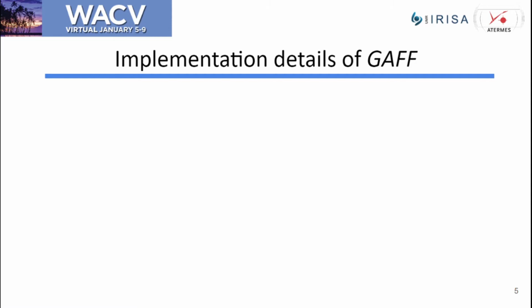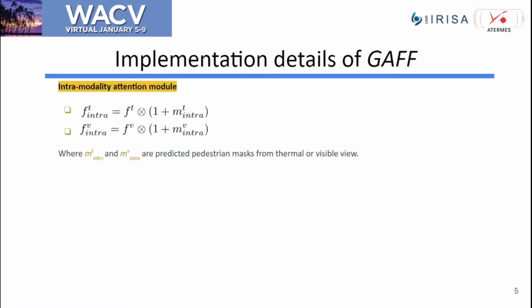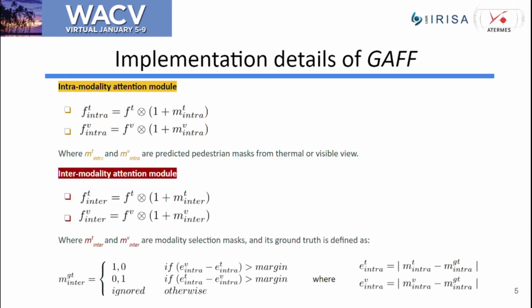More specifically, in the intra-modality attention module, thermal or visible features of an area with a pedestrian are highlighted by multiplying the learned features with the predicted pedestrian mask. In the inter-modality attention module, an inter-modality attention mask is predicted based on the combination of thermal and visible features. The predicted mask has two values for each pixel, corresponding to the weights for thermal and visible features, and its ground truth value is defined according to the comparison between error masks from thermal or visible intra-modality attention masks.